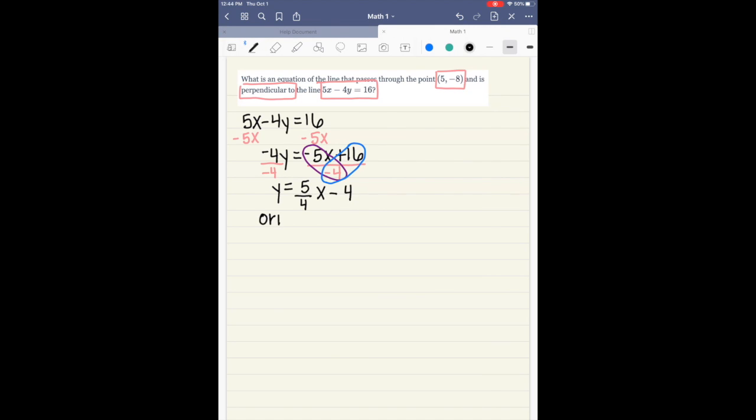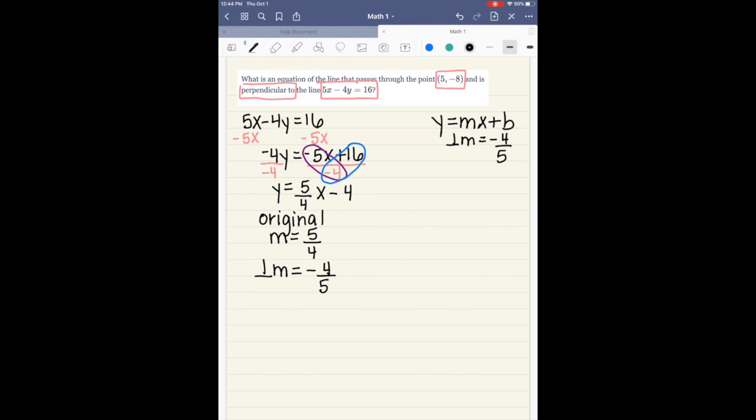So my original equation has a slope of 5 over 4. But I don't want the original equation, or original slope. I want the perpendicular slope. So remember, we need to be able to write the equation at the end. So my perpendicular slope is going to be negative 4 over 5. So that's the slope that we're going to use, negative 4 over 5.